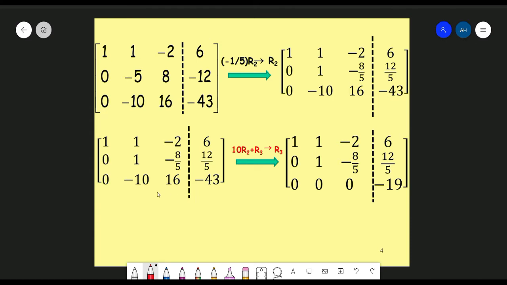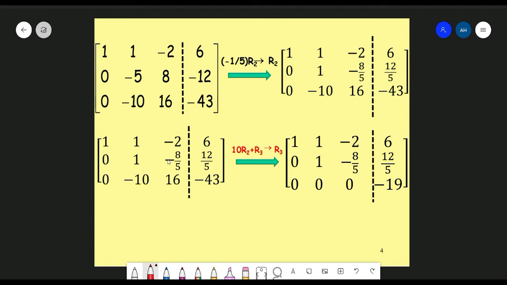Alright, so let's do that. 10 multiplied by row number 2 plus row number 3, and then write the answer in row number 3. So 10 times 1 is 10. 10 minus 10 is 0. Therefore, we have 0 here.